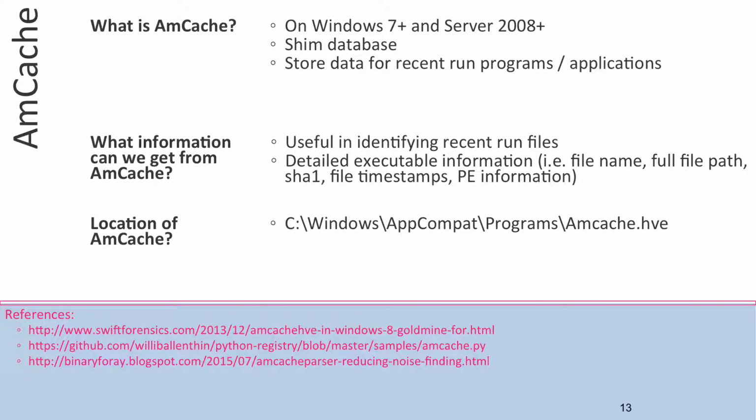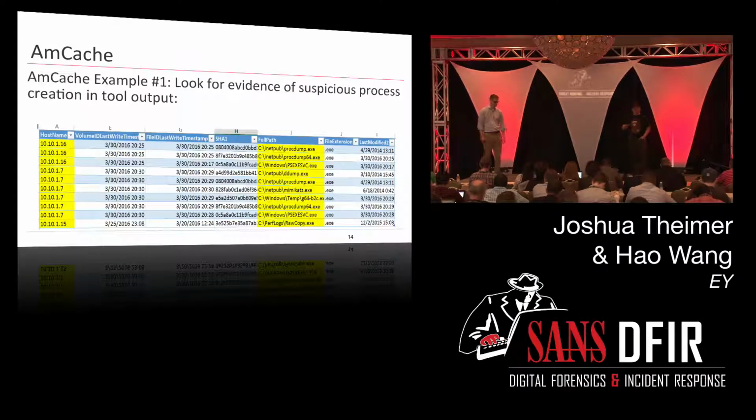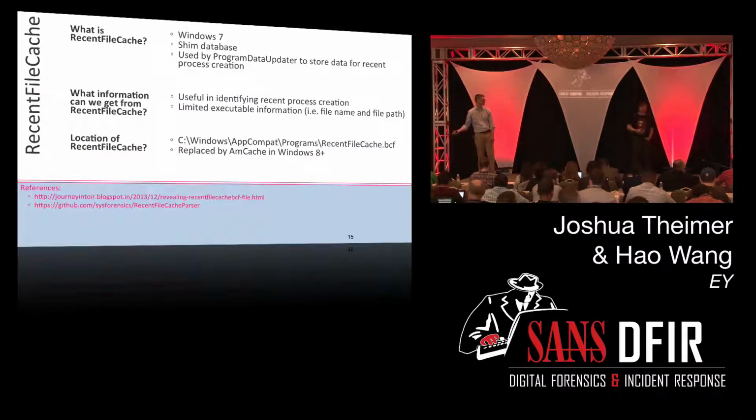Exactly. So then we are going to talk about AmCache and the recent file cache. Those two caches can be used to track recent file execution, application creation, things like that. So what's the difference between AmCache and the recent file cache? AmCache will give you a lot more information than the recent file cache. It even includes the SHA-1 hash, the PE information, and a couple of different timestamps for the executable file. Our tool will do the same thing, right?